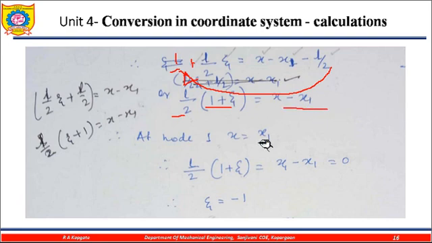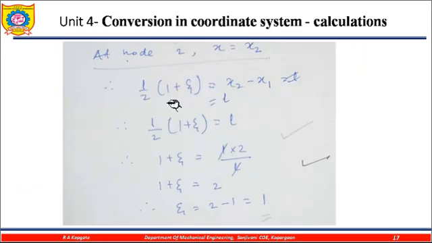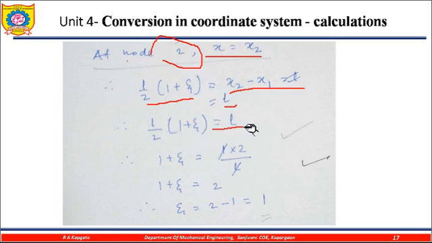Hence at node 1, my x is equal to x1, hence L by 2, 1 plus xi, where x is equal to x1, so x minus x1 is equal to 0, hence just by manipulating the term, we get xi is equal to -1. Now here at node 2, x is equal to x2, so L by 2, 1 plus xi is equal to x2 minus x1, and x2 minus x1 is equal to L, so L by 2, 1 plus xi is equal to L, hence 1 plus xi is equal to L into 2 divided by L, so these are cancelled, so this is 2. Now this 1 is transferred to the other side, so 2 minus 1, that is 1, hence xi is equal to 1.